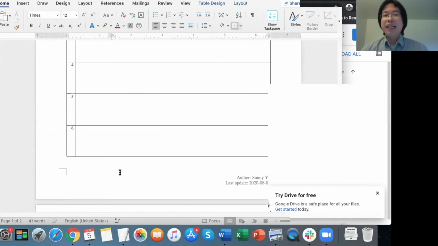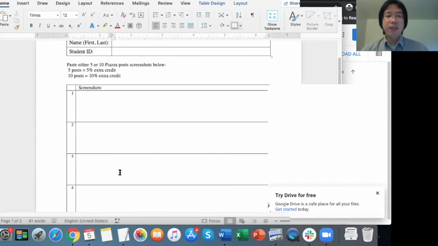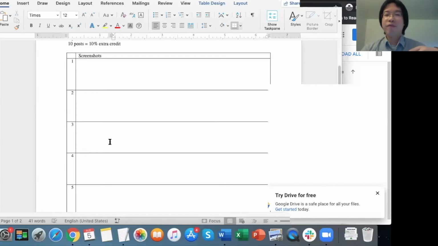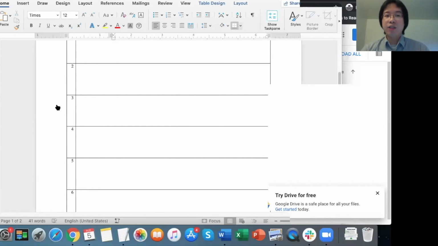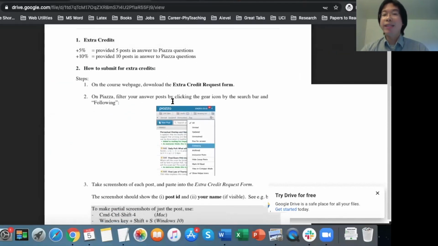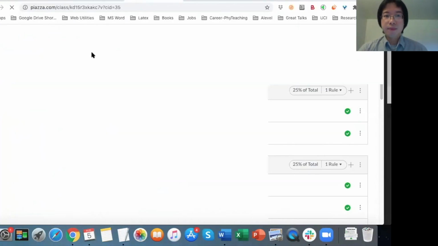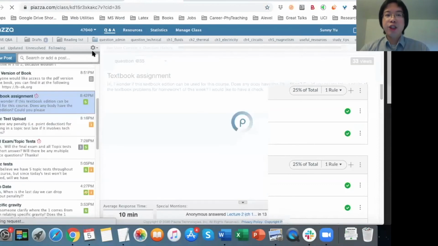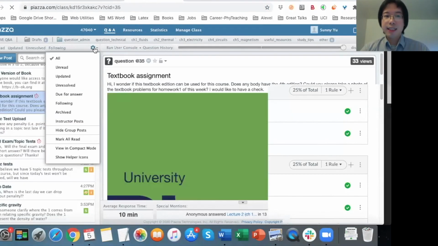If you like, you can start doing it now with the posts that you've already posted, or you can do it all the way at the end. I think it'll take you no more than 5 minutes at most to take all the screenshots. So how do you take the screenshots? On Piazza, there's a way to filter out everything that you have followed. That means anything you post or anything you reply to. So let me go to Piazza. Next to the search bar on top here, there's the gear icon for settings. Go in here and then navigate down to following.